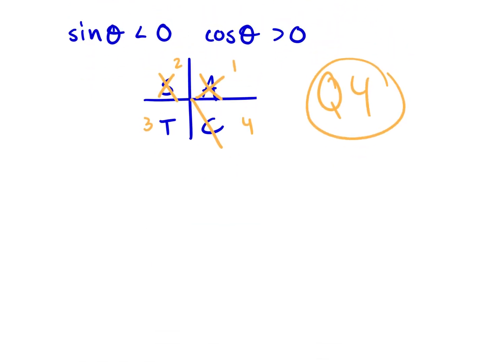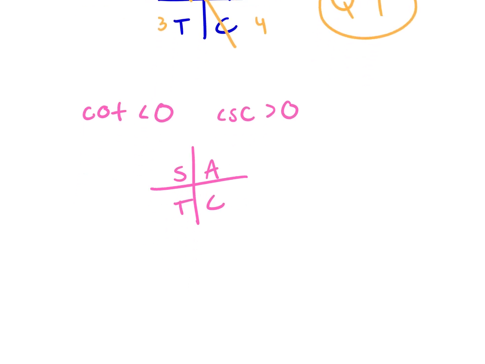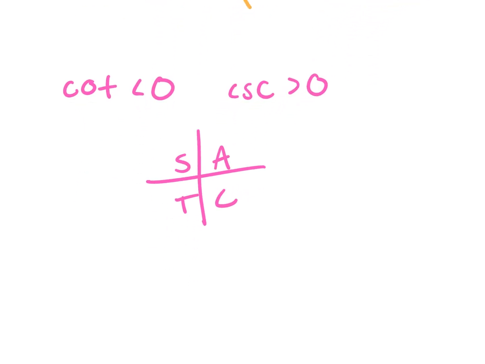Let's say cotangent is less than 0 and cosecant is greater than 0. All students take calculus. Talia, cotangent's less than 0. Which two would we eliminate? Wait. If cotangent is less than 0, it's a negative? Yeah. Wait, so cotangent goes with which one? Which trig function? Tan.